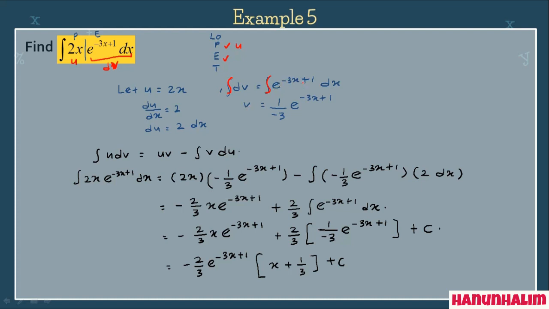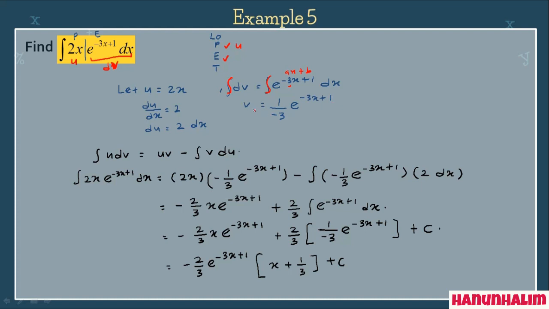Integrate e to the power of negative 3x plus 1 dx. Still remember the formula e to the power of ax plus b? We will get 1 over a e to the power of ax plus b. So our a is negative 3. So our v is negative 1 over 3 e to the power of negative 3x plus 1.